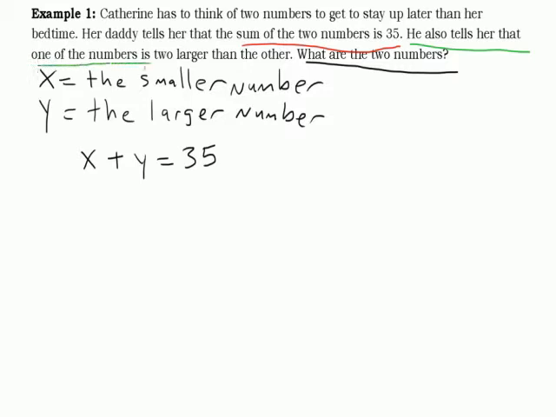We're told one of the numbers is 2 larger than the other. Alright, the smaller number is x. So if I take that x and I add 2 to it, I'm going to get the bigger number. That should give me y.